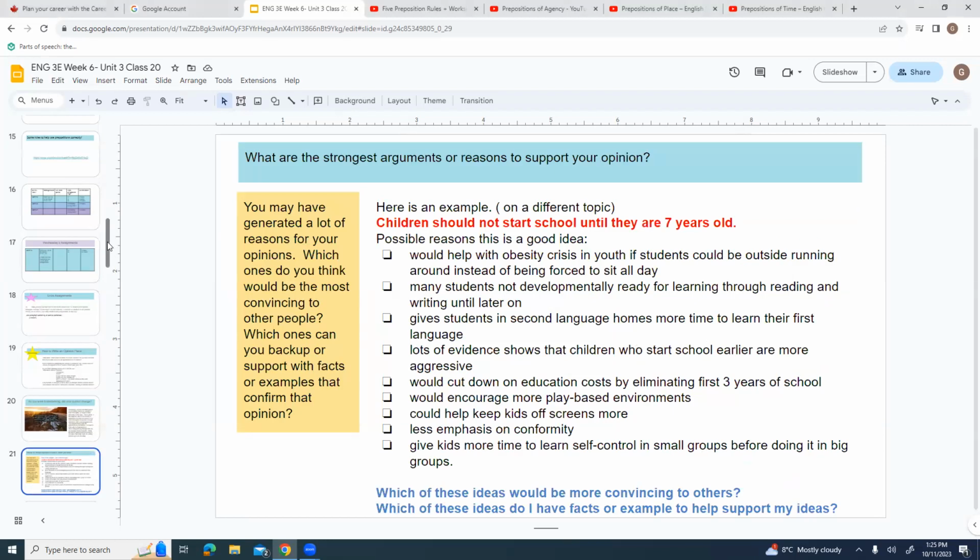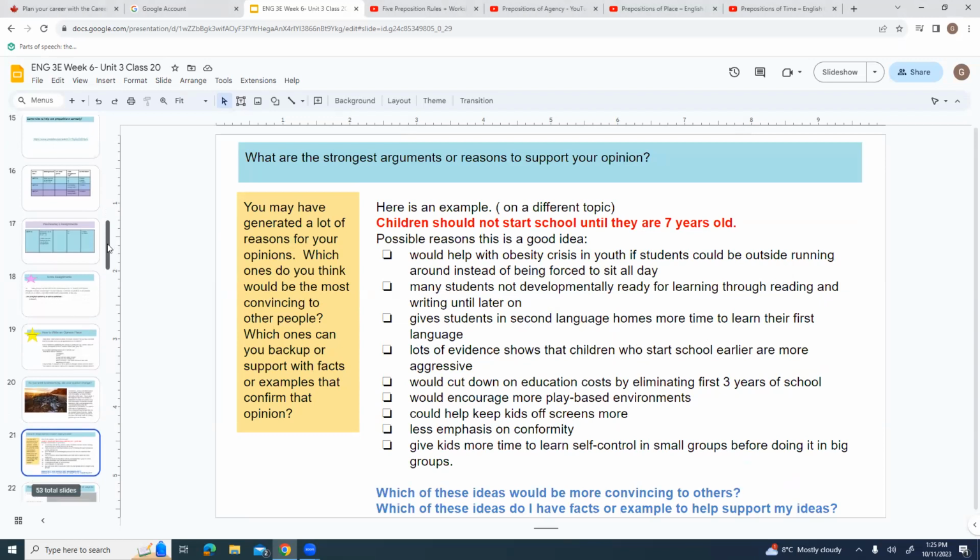All right. What are the strongest arguments or reasons to support your opinion? You may have generated a lot of reasons for your opinions. Which ones do you think would be the most convincing to other people? And which ones can you back up or support with facts or with examples that would confirm that opinion?